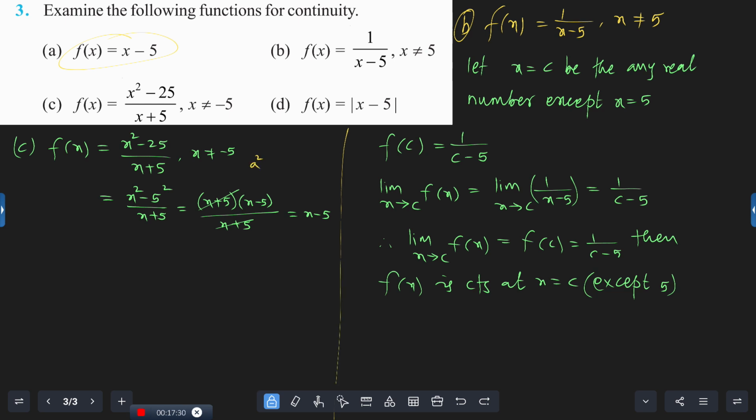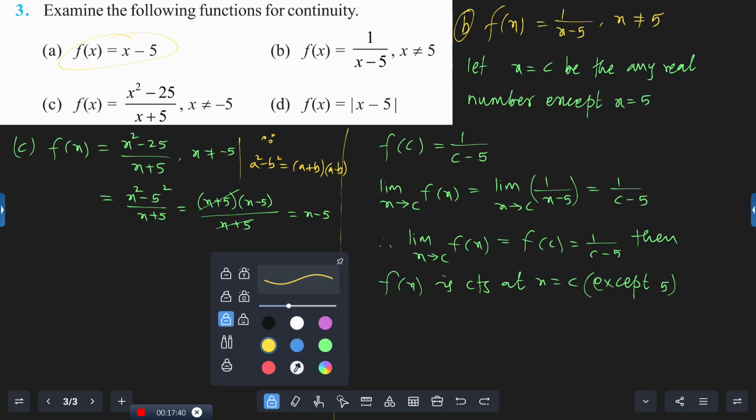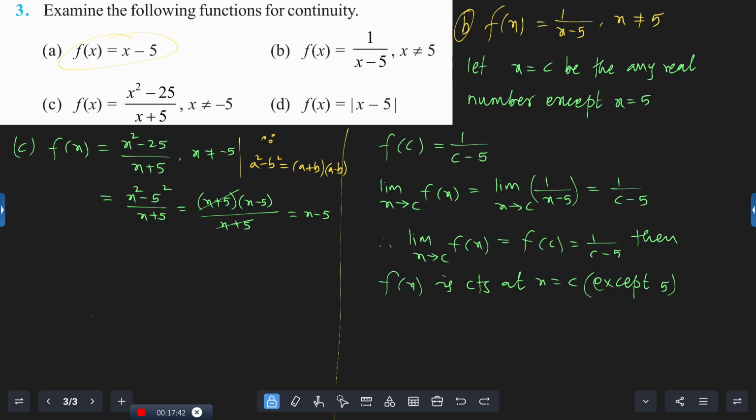I used a square minus b square is equal to a plus b into a minus b. That's it. We understand? So this is the formula which we used here. We understand, children? So f of x is equal to what we have now? A simple function x minus 5. Now for the x minus 5 you can do. So what we have done for x minus 5, what actually, this is a question, have you noticed?